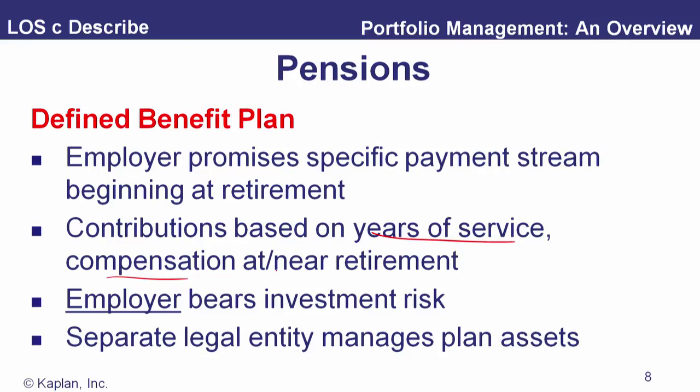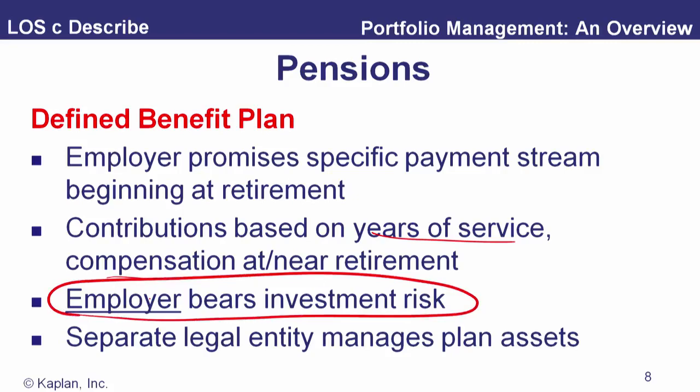Number of years of service times some percent per year. Maybe it's 2% a year for every year you worked. So 2%, you worked there 40 years, they pay you 80% of your final salary, or some average over the last few years, and they do that until you die.